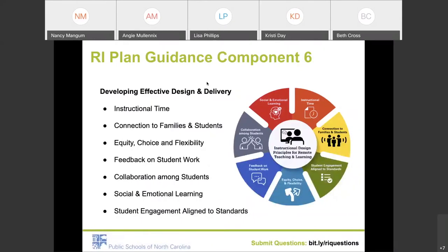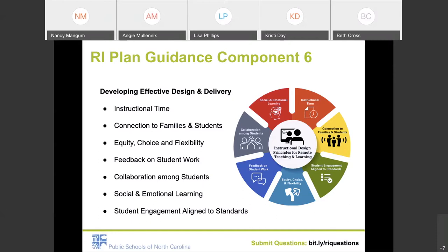As well as what we know makes best practices in just good teaching and learning, but we had to look closely at that remote learning component. And so you'll see here that there are the seven components that we feel make up that effective delivery and design. And throughout component 6, each one of these areas offers an opportunity for you to really dig in and, like Vanessa said, work through your PLCs to support each one of these. A little bit later on today, we're going to talk more about instructional time as well as feedback on student work. I know you all are concerned and thinking about social emotional learning as well as the equity, choice, and flexibility component, which weighs heavy as we think about our design for remote learning.